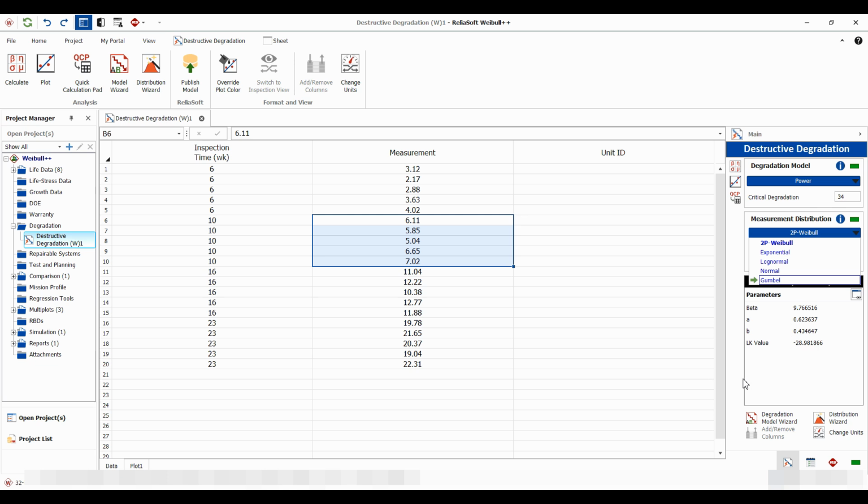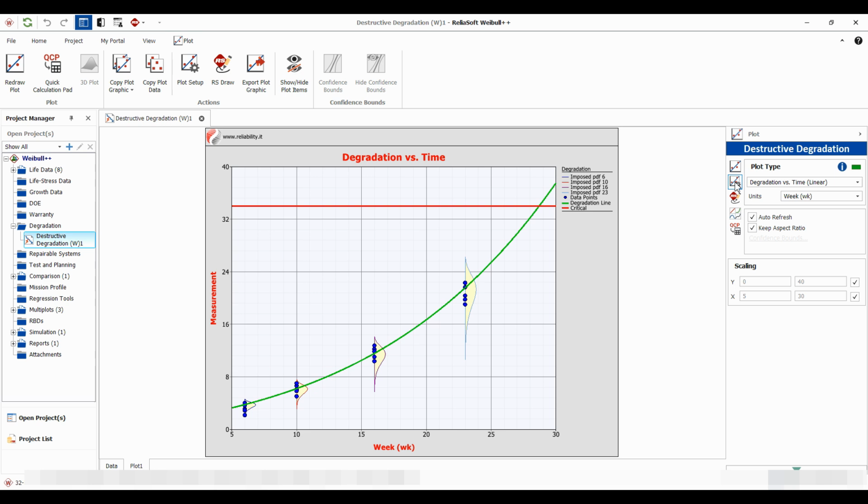Once we are happy with both the degradation model and the measurement distribution of the life data model, we can click calculate, and that produces the shape parameter of the life distribution and the parameters of the degradation model. The A and B are the parameters of the degradation model. And we can look at the graphical result. Here we have the degradation, with the results at 6 weeks, 10 weeks, 16 weeks and 23 weeks.